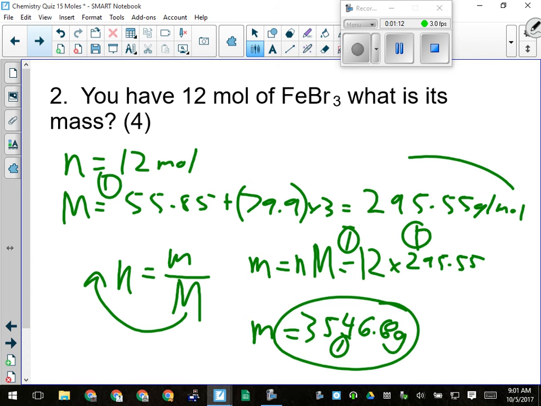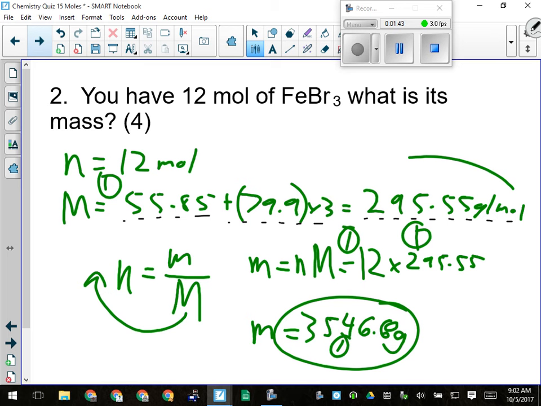All right. For number 2, we have 12 moles of iron 3 bromide. What is its mass? All right, so we've got n equals 12 moles. Okay, the question told us that, and it told us that it was iron 3 bromide. So we got iron here, 55.85, and there's only one of them. And then we got 3 bromines, so 79.9 times 3, giving us a total of 295.55 grams per mole. All right, so 1 mark for their givens.